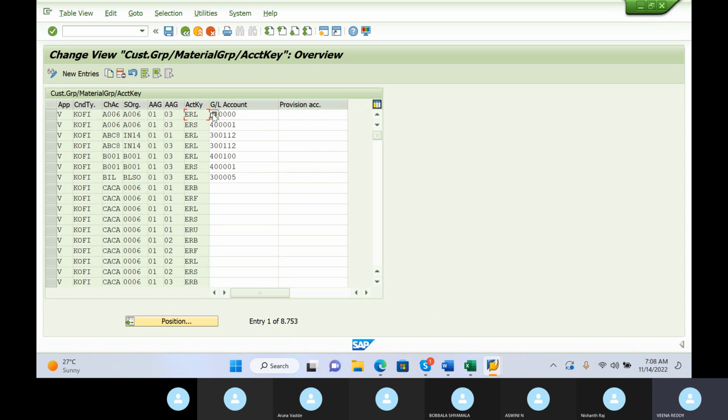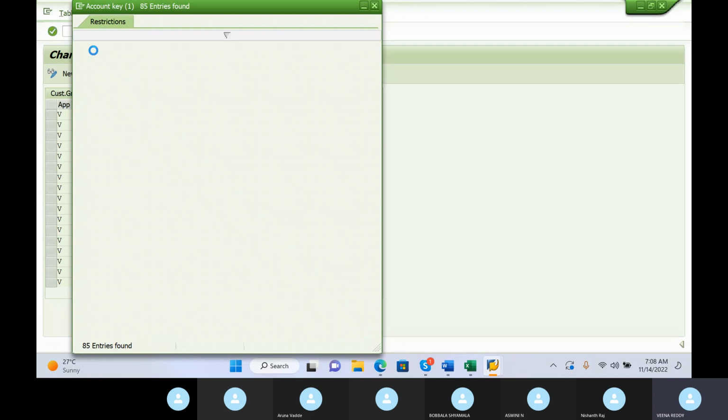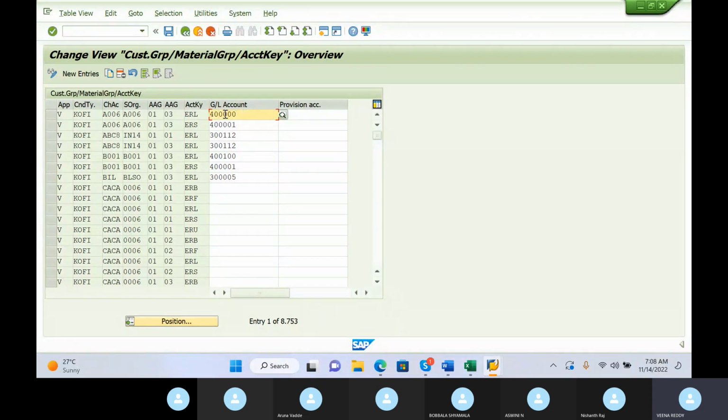What is the account key? ERL. ERL means revenue. This is revenue related, right? Sales revenue. So when we sell the product to the customer, it is included with the revenue only. So this revenue GL we are assigning here. This is the revenue GL, sales revenue GL.